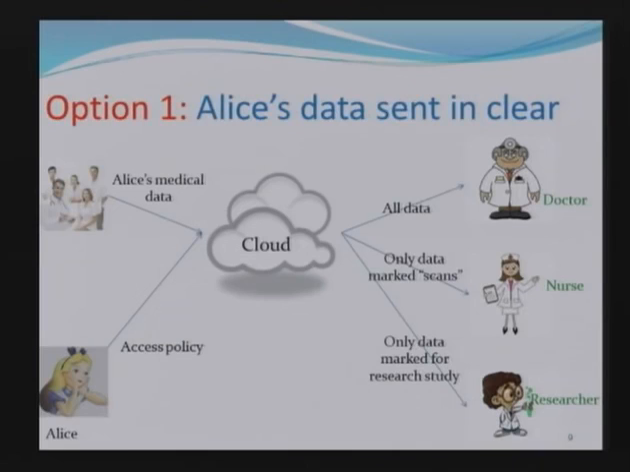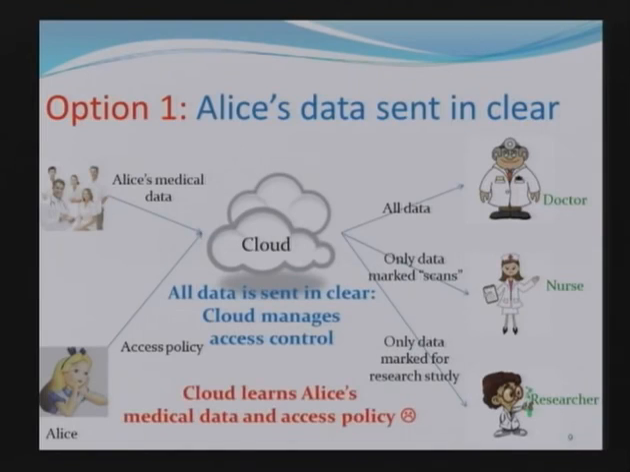So let's see how we can implement something like this. The first solution would be to send all Alice's data in the clear. If that's the case, then the cloud can easily manage the access control. If the nurse comes and says, give me the data that's meant for me, the cloud can look up this data and give it to the nurse. Clearly, this solution is not good for us because the cloud ends up learning, first of all, Alice's medical data completely, and secondly, it even learns the entire access policy. As we'll see later, the access policy itself might be sensitive in some applications.